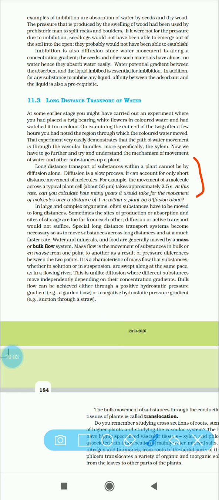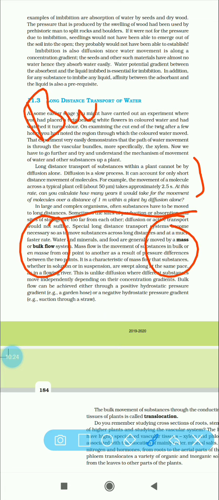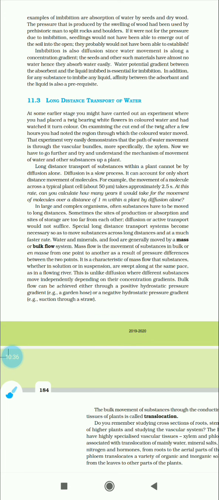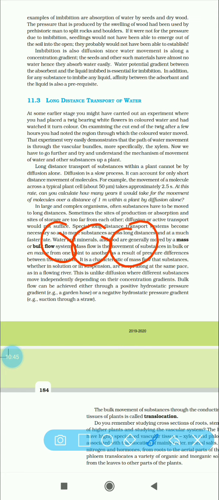Now how will the movement happen, because we have seen there are huge trees like gymnosperms, you remember sequoia trees, which are the tallest trees on the earth. In large and complex organisms like plants, there must be some mechanism for this movement. That's why for long distance movement there is something termed as mass flow or bulk flow system. It mentions that water and minerals are usually moved, and food is generally moved, by mass flow or the bulk flow system.